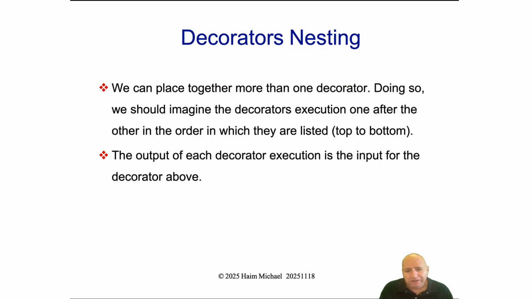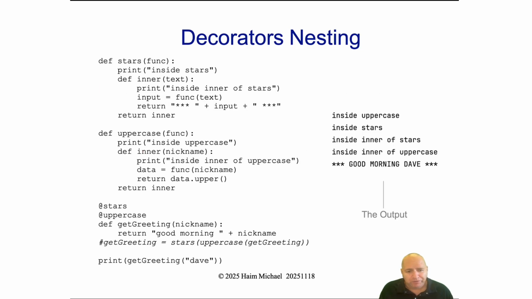Now, the magic shows up when we nest decorators. We can develop various decorators. Each decorator has its impact, and then we can nest those decorators within each other. As in this code sample, over here we have the definition for the getGreeting, and we have 2 decorators. Now, uppercase turns every letter into a capital one, and stars adds 3 stars in the beginning and in the end.